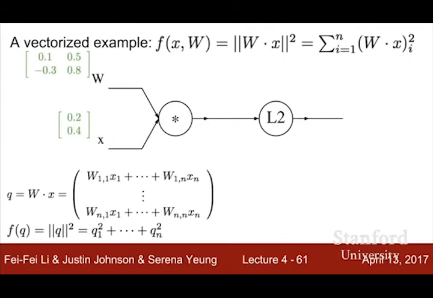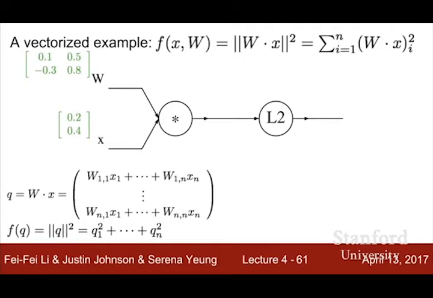And so now let's also fill out some values for this. So we can see that, let's say W is this 2 by 2 matrix and x is going to be this two-dimensional vector. And so we can label again our intermediate nodes. Our intermediate node after the multiplication is going to be q. We have q equals W times x, which we can write out element-wise this way. The first element is just w11 times x1 plus w12 times x2 and so on.